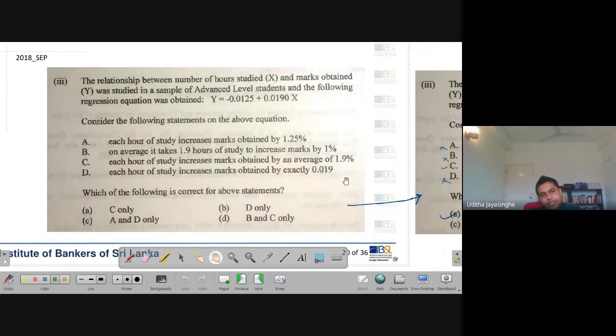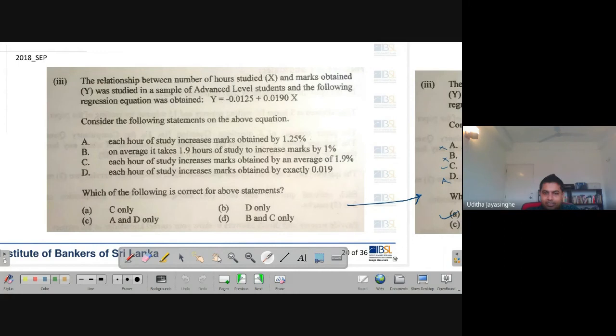18 September, question number 3. The relationship between hours of study X and the marks obtained Y. It's a good application of what you're studying here also. It was studied in a sample of advanced level students, and the following regression equation was obtained: Y, the marks, is equal to negative 0.01 plus 0.019x, where x is the hours of study. Consider the following statements on the above equation. Each hour of study increases the marks obtained by 1.25. On average, it takes 1.9 hours to increase the marks by 1 point, and so on.